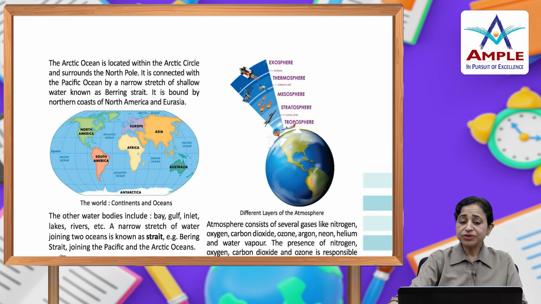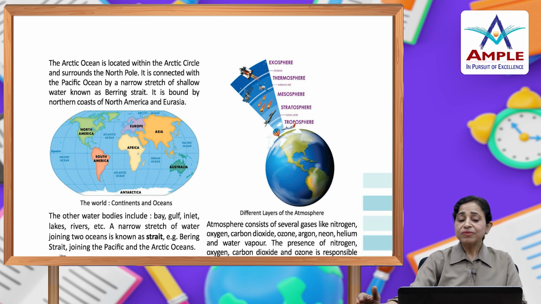The Arctic Ocean is located within the Arctic Circle and surrounds the North Pole. It is connected with the Pacific Ocean by a narrow stretch of shallow water known as Bering Strait. It is bound by northern coast of North America and Eurasia.